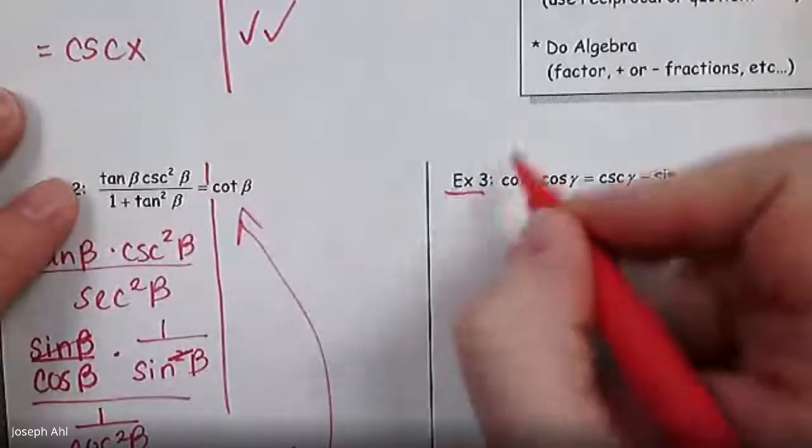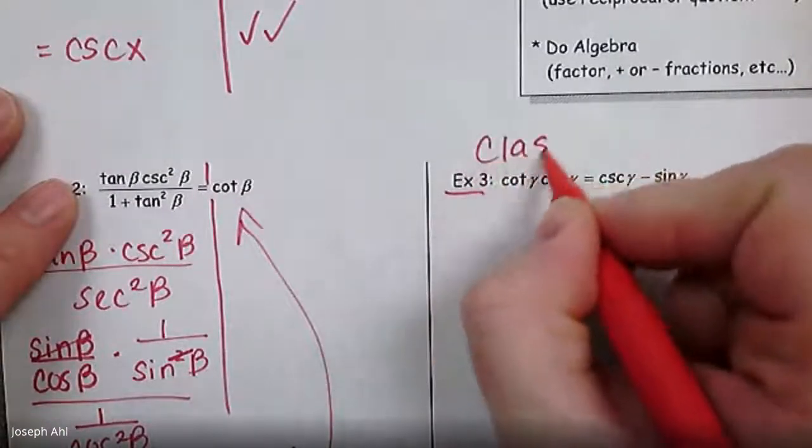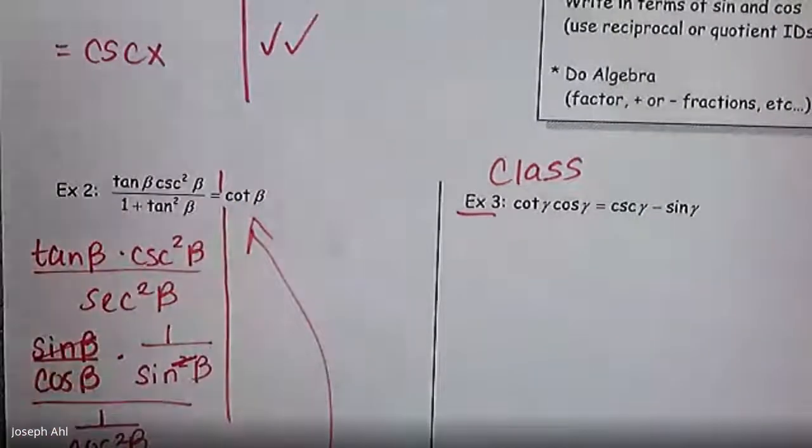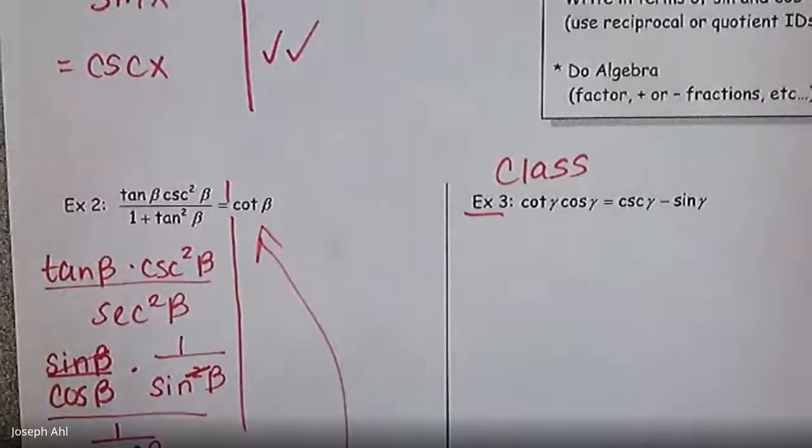I will save example 3 for class. So we'll do that one, and then we'll do a little bit of practice probably from the homework too to get you guys going. But that's it for today. Hopefully we'll do pretty good to remember these identities. Some you already knew, some we're going to take a little bit longer to learn. If you have any questions, certainly let me know.